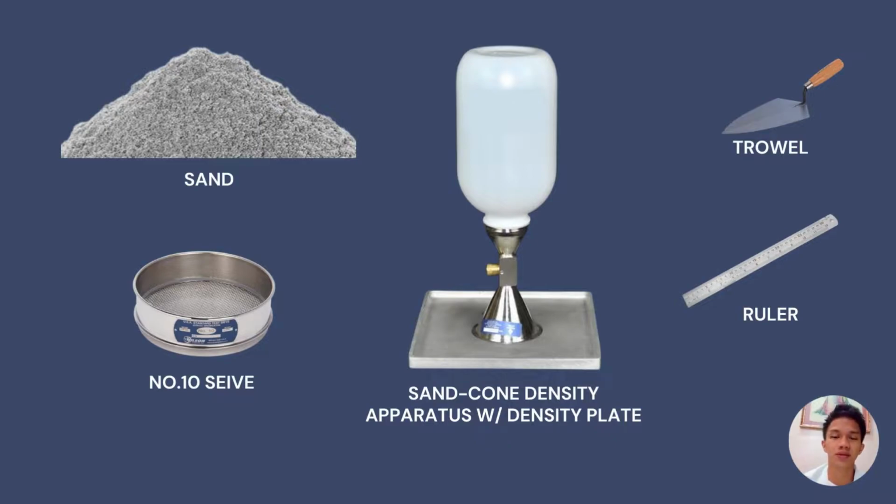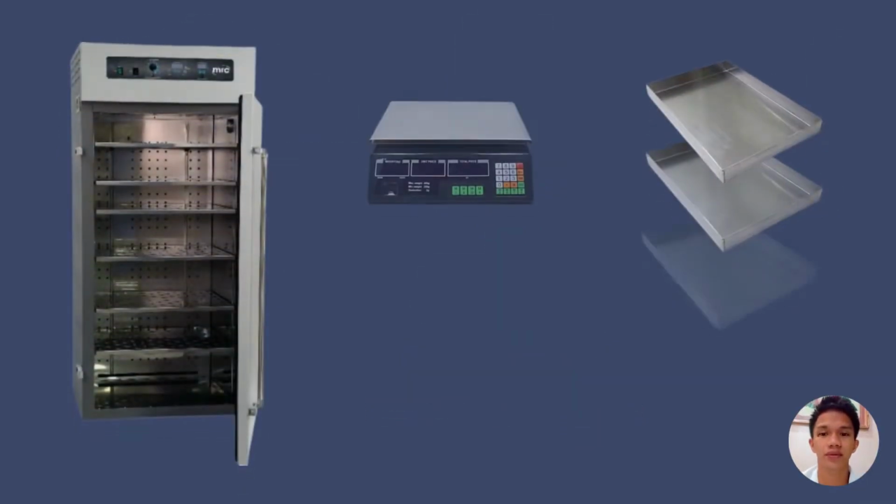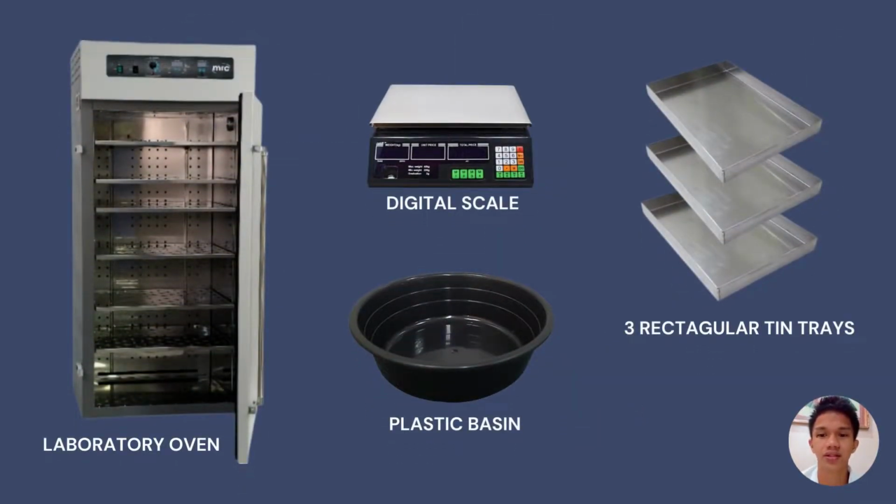The materials and equipment needed in the laboratory are sand, number 10 sieve, sand cone density apparatus, density plate, trowel, ruler, laboratory oven, digital scale, plastic basin, and lastly the 3 rectangular tin trays.